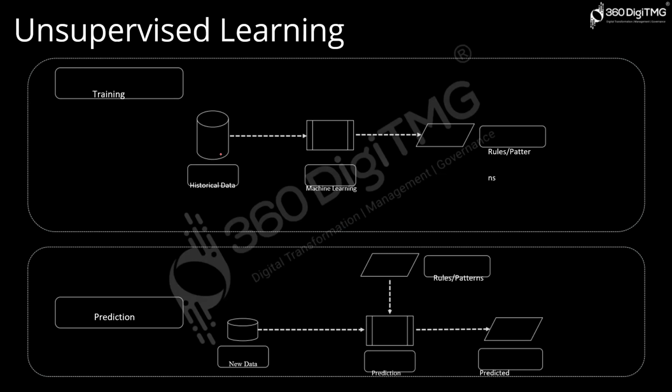Here, the historical data stored in the database is taken, and EDA and pre-processing are performed. With the help of K-means clustering, which is an unsupervised machine learning algorithm, we get some output or insights. Those insights are called rules and patterns.